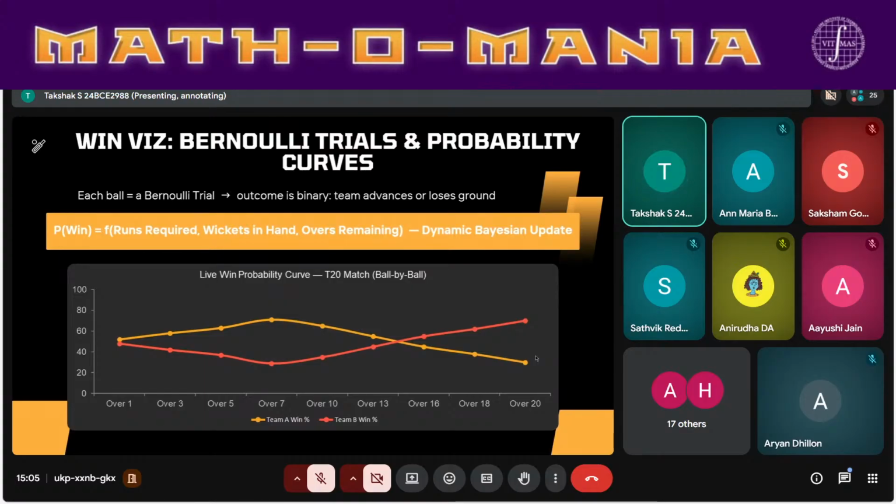And now the key mathematical framework that builds on Bernoulli trials in cricket is the winning probability model. It is expressed as the probability of win equals a function of runs required, wickets in hand, and overs remaining. And this is a dynamic Bayesian update, meaning after every single ball, the model receives new information, what happened on the delivery, and updates its probability estimate for both teams.